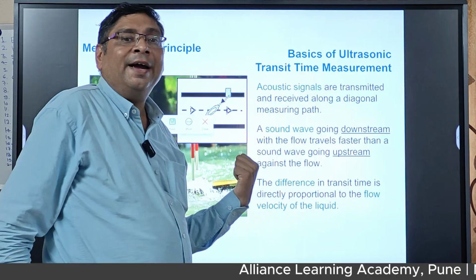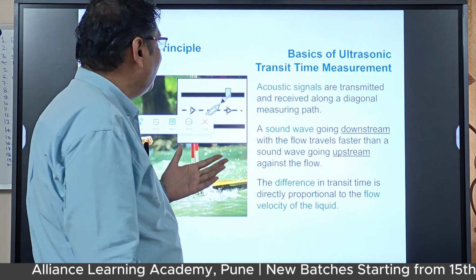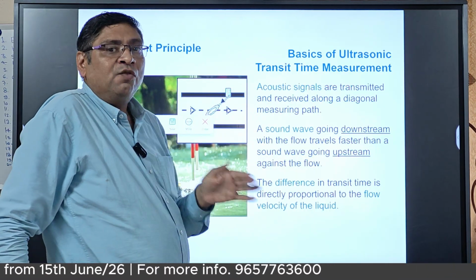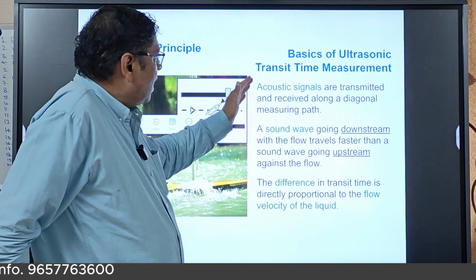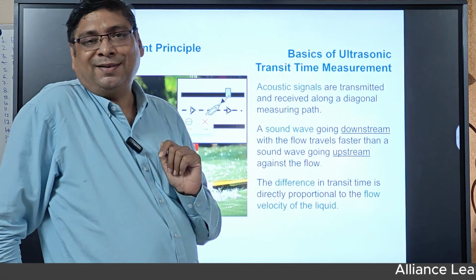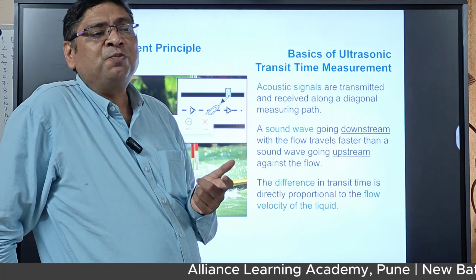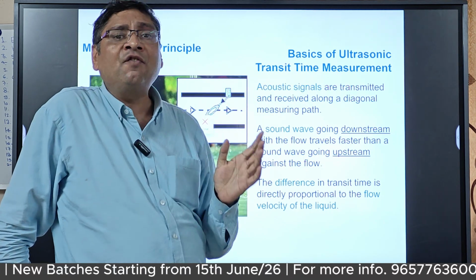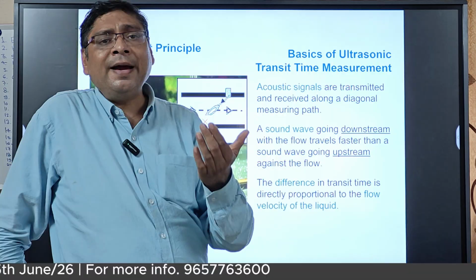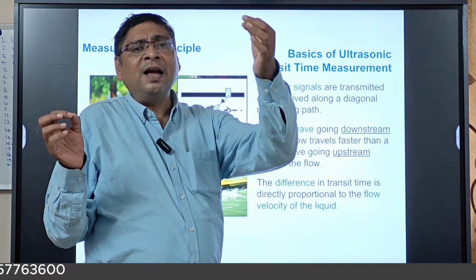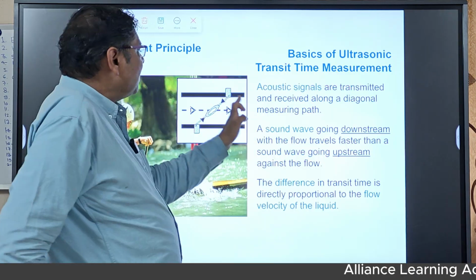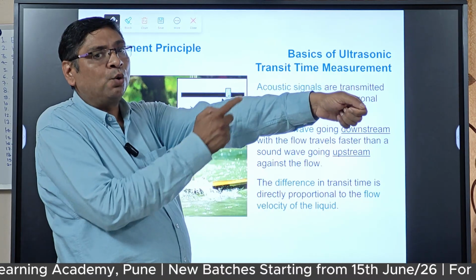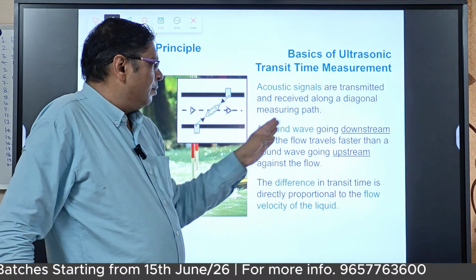Now you see this slide again. What is happening here? I will read it for your benefit: basics of ultrasonic flow meter. What is the principle? The principle is transit time measurement. If someone asks what is the principle of ultrasonic flow meters, the principle is the transit time velocity. How does it work? V is equal to S by T. Here S is the distance traveled and T is the time traveled. Acoustic signals are transmitted and received A to B, B to A along a diagonal measuring path.